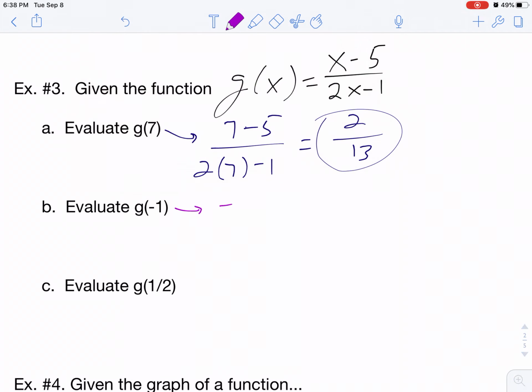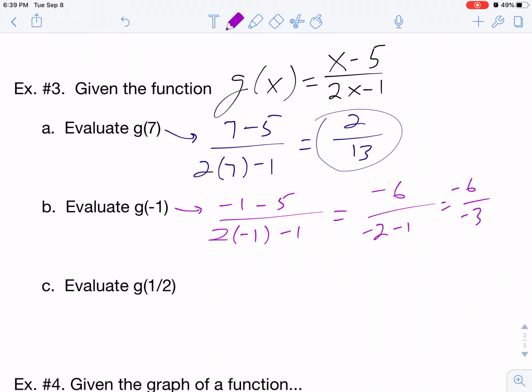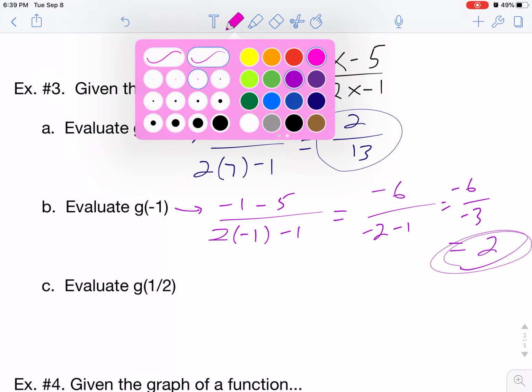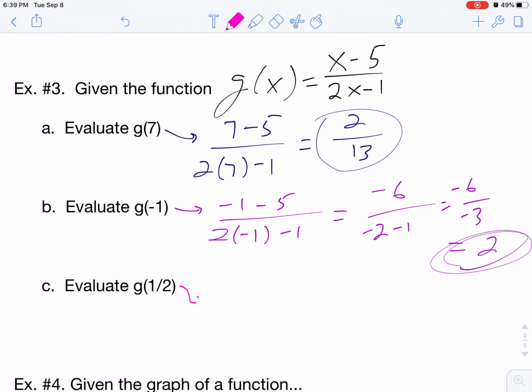G of negative 1, so we put a negative 1 in for x. And on top we get negative 6. On the denominator, looks like we get a negative 2 minus 1. So that's going to be negative 6 over negative 3, which comes down to be just a 2 for our reduced solution. And then for the third one, g of a half.